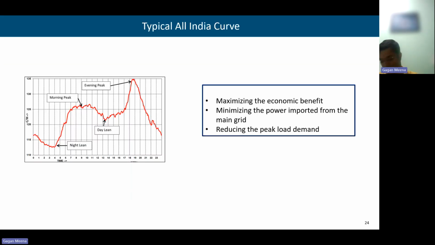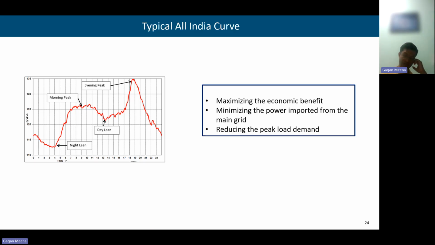So this is what we were talking about, the all India demand curve. Here you can see four characteristic divisions of this plot, the peak demand plot. Here you can see two peaks, one in the morning and one in the evening, and you can find two lean periods, one at night and one during the daytime.